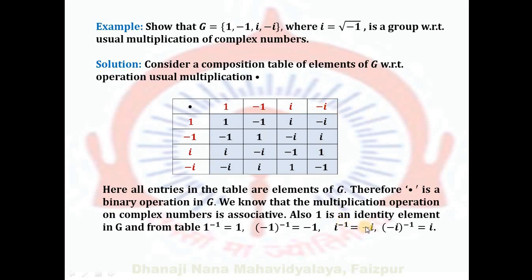that is I inverse is equal to minus I, and minus I into I is 1, so the inverse of minus I, that is minus I inverse, is equal to I. Hence, G with that operation multiplication, that is G dot, is a group.